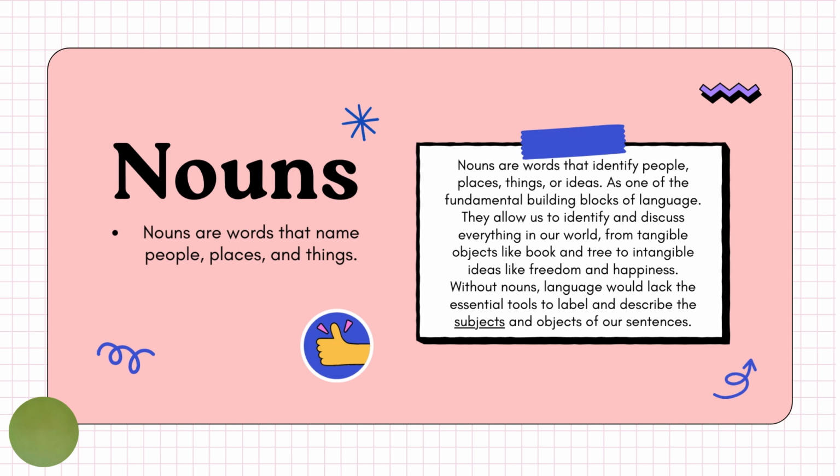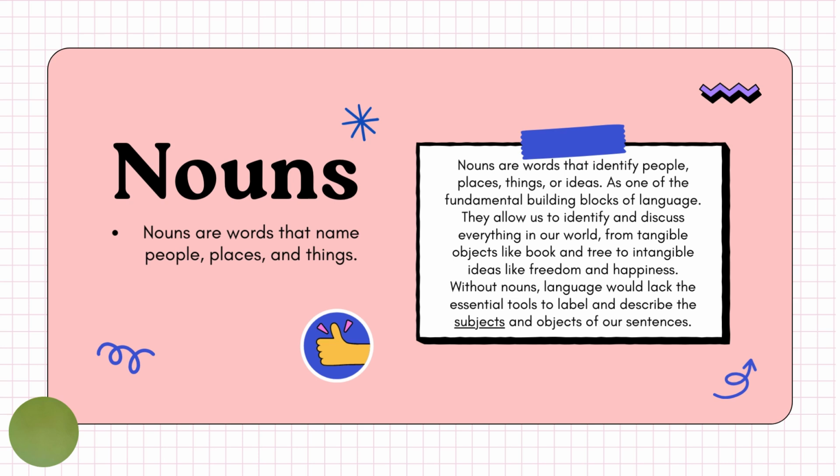So nouns are words that name people, places, and things. Okay, so it identifies any people, places, things, or ideas. It can be concrete, it can be abstract. It is one of the fundamental building blocks of language. They allow us to identify and discuss everything in our world, from tangible objects like book and tree to intangible ideas like freedom and happiness. Without nouns, language would lack the essential tools to label and describe subjects and objects of our sentences.